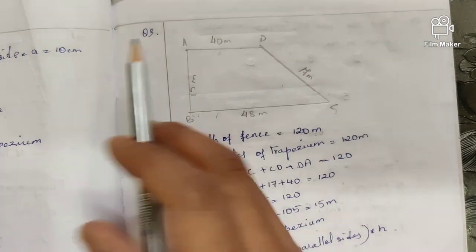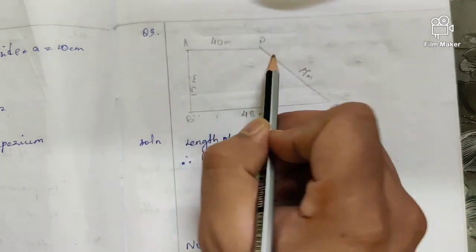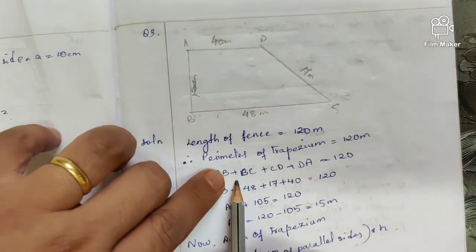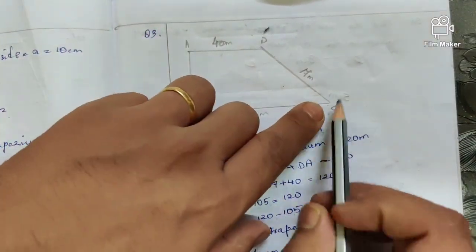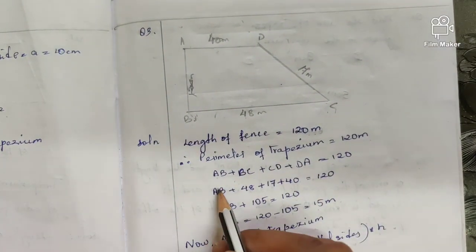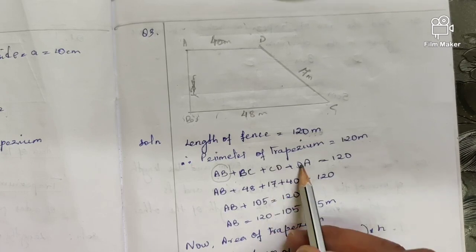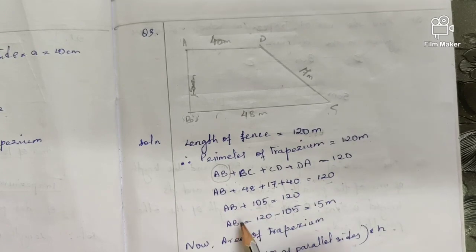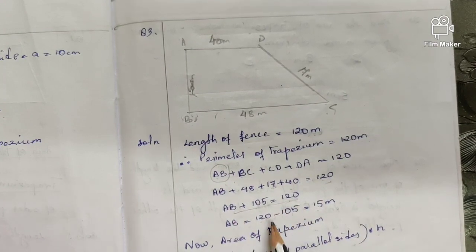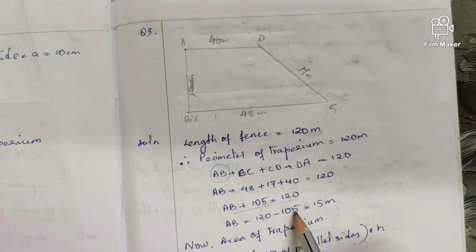And the question already gives us BC is equal to 48 meter, CD is equal to 17 meter, and AD is equal to 40 meter, right? This one: AB plus BC plus CD plus AD, or DA, whatever. And here we don't know the length of AB, right? So AB plus 48 plus 17 plus 40 is equal to 120, right? So AB is equal to 120 minus 105, that is 15 meter.